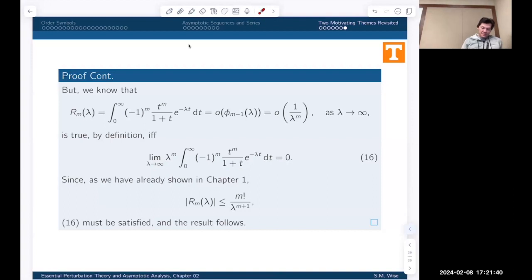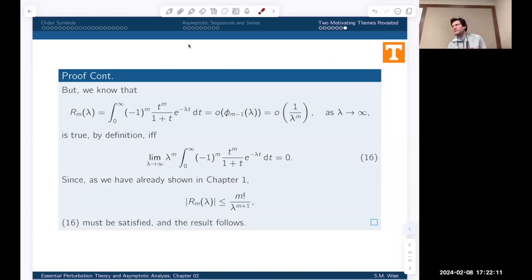We already showed in chapter 1 that we have this estimate for that remainder. So that means that this is at most m factorial over lambda to the m minus 1 power. But for each fixed m, as lambda goes to infinity, we're looking at something like 1 over lambda. So that is clearly going to go to 0. And that means that the result we wanted to prove is true.